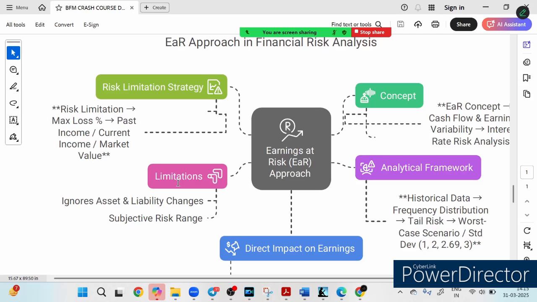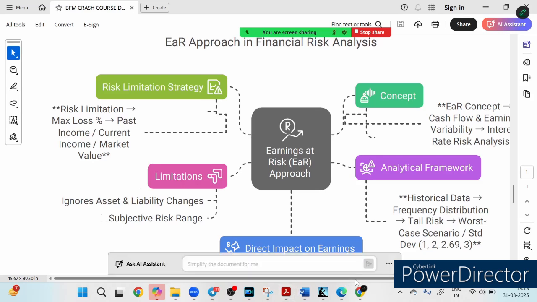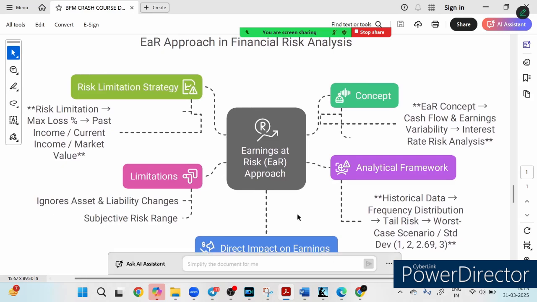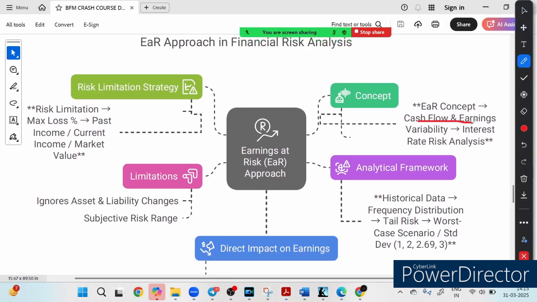Let's break it down. Let's first of all talk about the concept of EAR. On the right side you can see, basically, it focuses on cash flow and earning variability, right? So basically it helps business analyze how much their profit could be affected by interest rate change and other financial risk. That is called interest rate risk analysis. Suppose interest rate is bound to change. How will this interest rate change affect their profit? It's like financial weather forecast, keeping you prepared for any kind of a storm.